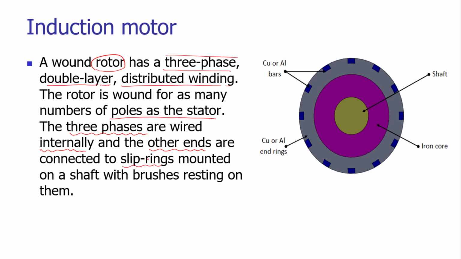So the induction motor has slip rings which are mounted on the shaft. They do have brushes resting on them. So the induction winding has a contact type of arrangement. In this case, we have a shaft with brushes, and these brushes are connected to the slip rings which are mounted on the rotor.